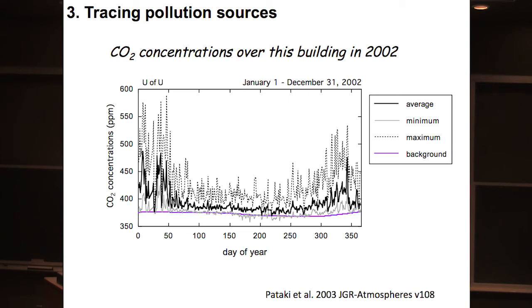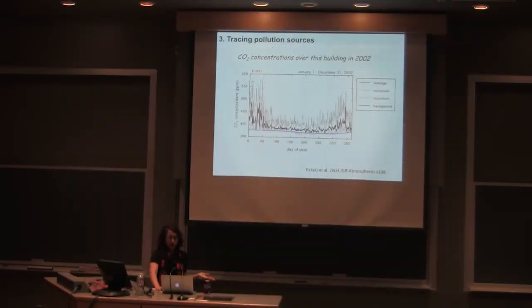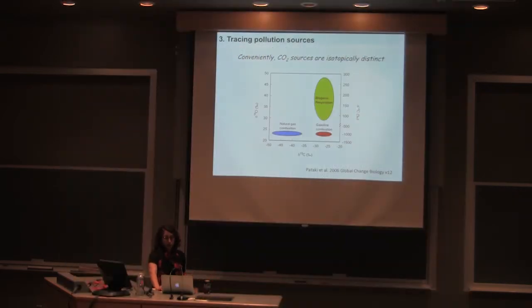Big local sources from urban combustion. So everything above that purple line is local CO2 generated by the city. And the question is, can we figure out where that CO2 came from? And we can because of this graph.